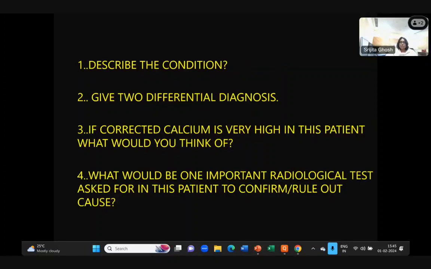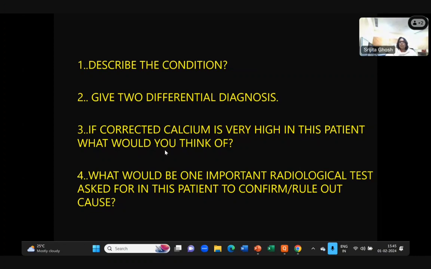If I say brown tumor. Now, if corrected calcium is very high in this patient, what would you think of? And what would be one important radiological test to confirm the diagnosis? Where would you take the patient from the X-ray room? Very good. Who has told me this? From Swati. Very good.